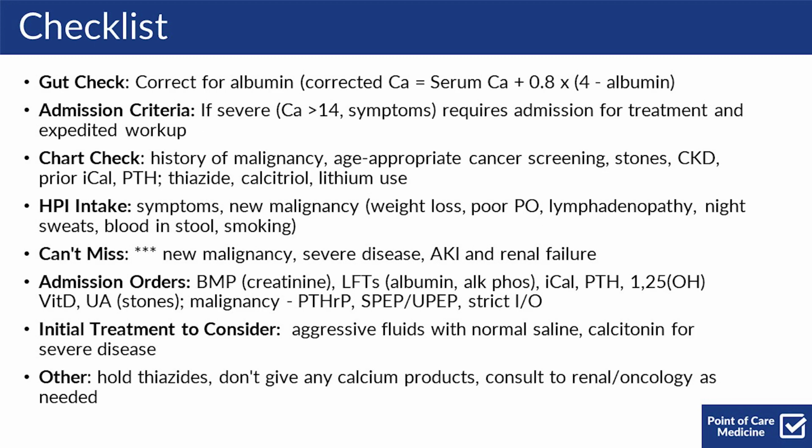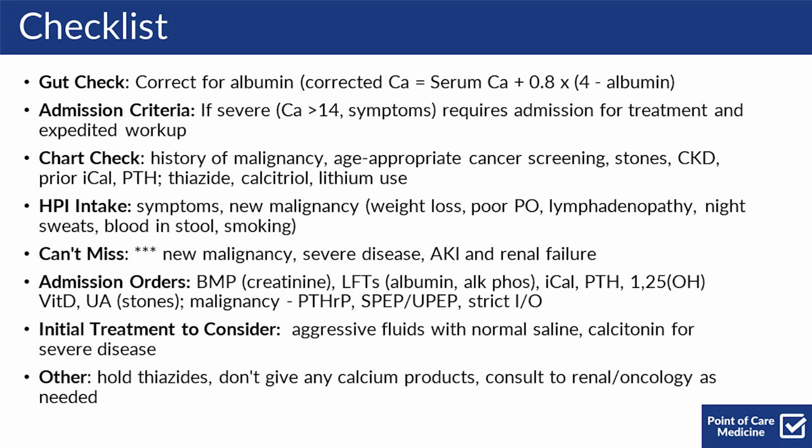In terms of a checklist when you're admitting someone with hypercalcemia, to get a gut check, make sure you correct for your albumin. For admission criteria, anybody who has severe hypercalcemia requires an admission for treatment and expedited workup. When you're doing a chart check, look for a history of malignancy, whether or not they've gotten age-appropriate cancer screening, a history of renal stones, whether they have CKD, if they have any prior ICALs or PTHs in the system, and whether they take any medicines like thiazides, calcitriol, or lithium.